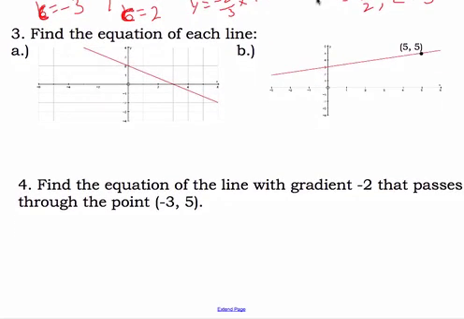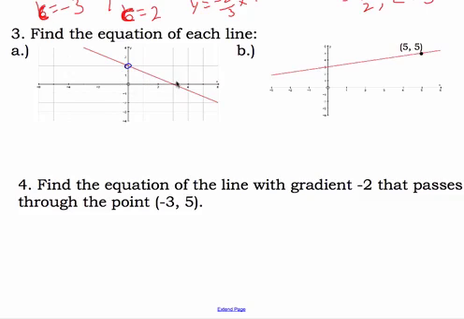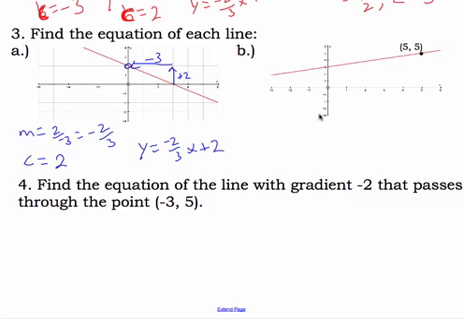Okay, in these examples here, we're going to find the equation of each line, and we can see the y-intercept is right there. And the slope, we can look at rise over run, so that's going to be +2. And this is 3, so we're going back over here, and that's -3. So your slope, or your gradient, is 2 out of -3, which is the same as -2/3. And your y-intercept is +2. So we can write y equals -2/3 x plus 2 is the equation.